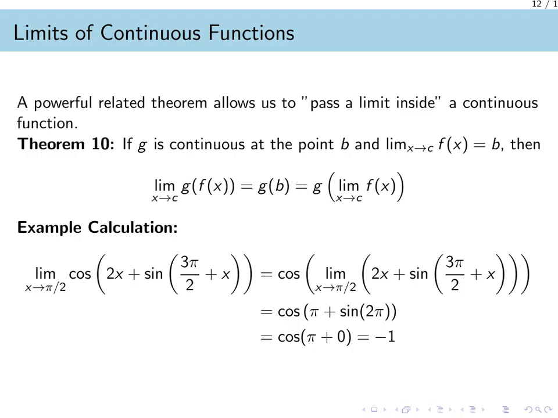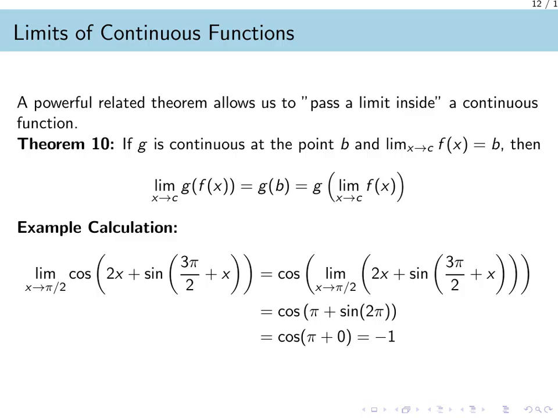I will now explain a powerful theorem for finding the limit of a composite function, where one function is inside another. A theorem states that if an outer function g is continuous at a point b, and the limit of an inner function f of x as x approaches c is that same point b, then we can essentially pass the limit operation through the outer function. This means the limit of g of f of x is simply g applied to the limit of f of x, which equals g of b. Let us use an example to make this concrete.